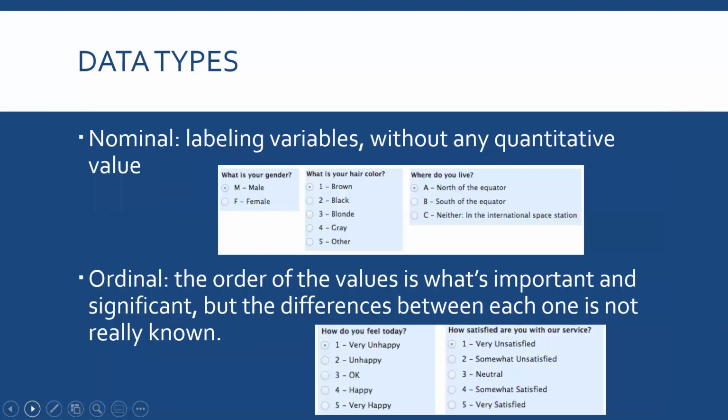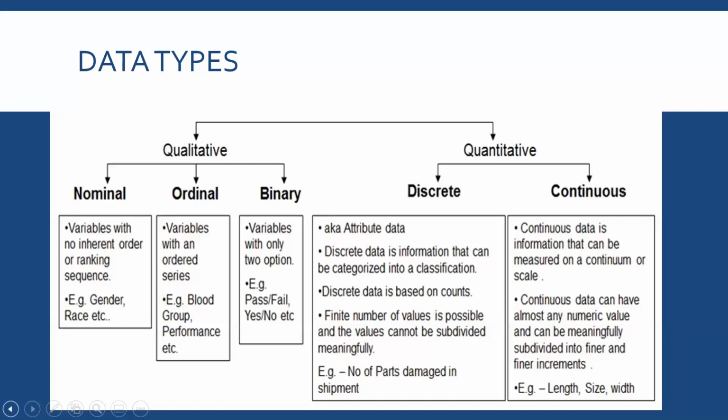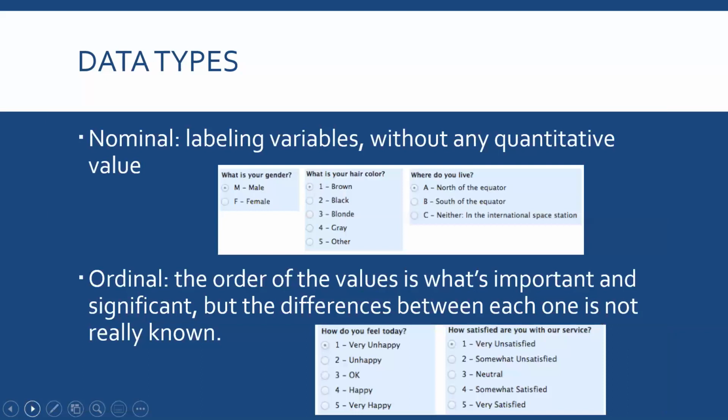Okay, more information about nominal, and more examples. The more examples I give you, the better your understanding of this data. Nominal data labels variables without any quantitative value. For example, what is your gender? This is the data that we will get from this survey. It will be nominal. What is your hair color? Nominal. Where do you live? As mentioned previously, there's no ranking. As long as there's no ranking, this is nominal.